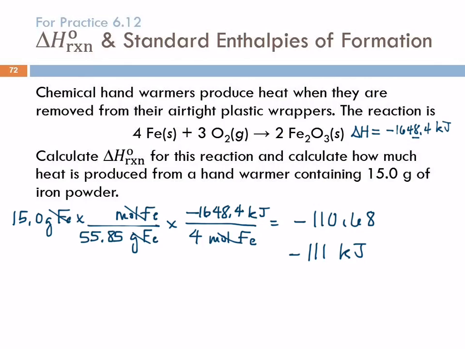So, if this is a Mastering Chemistry question, do I want to include the negative sign in my answer? Is there a direction indicated with words? What about this word: produced. Produced implies that the energy is coming out, that this is an exothermic reaction. So Mastering Chemistry would probably want you to say 111 kilojoules of energy are produced when 15 grams of iron powder reacts. Any questions?